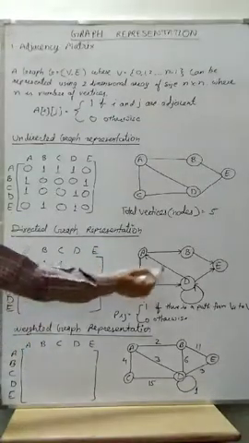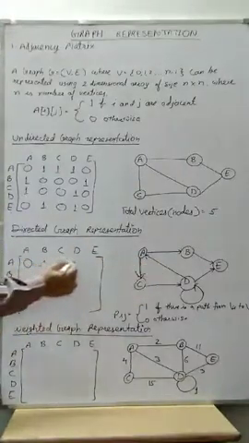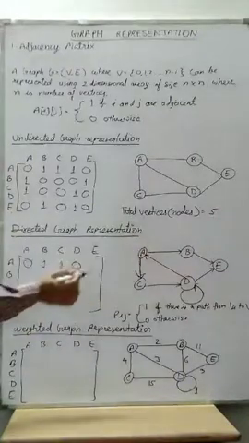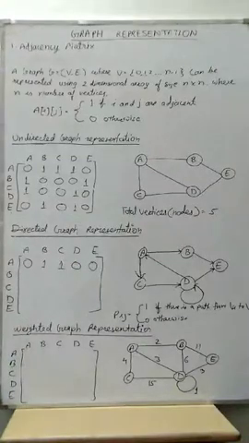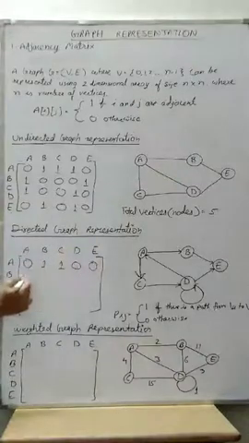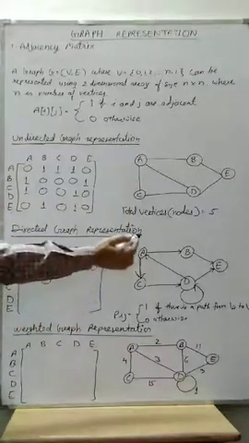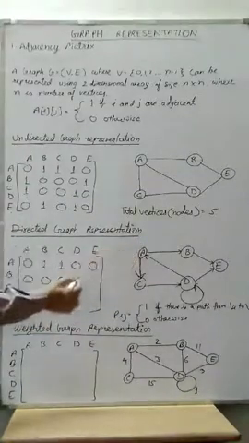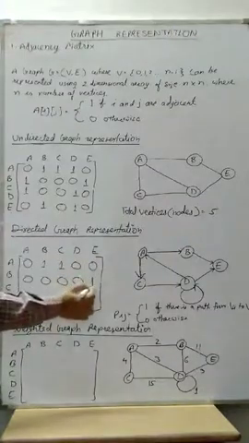Here D to A is a path, but A to D is not a path. So put here 0. A to E, no direct path. Put here 0. For the second row, is there a path from B to A? B to A, no. B to B, no. B to C, no. B to D, no. B to E, yes, there is a path.